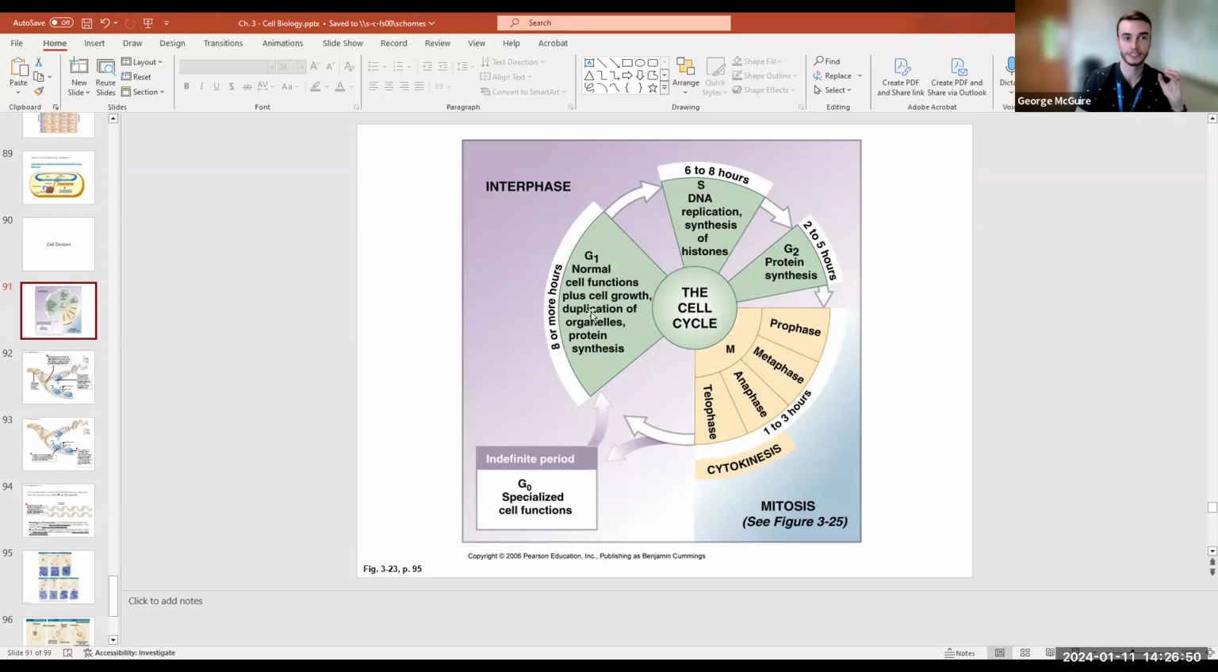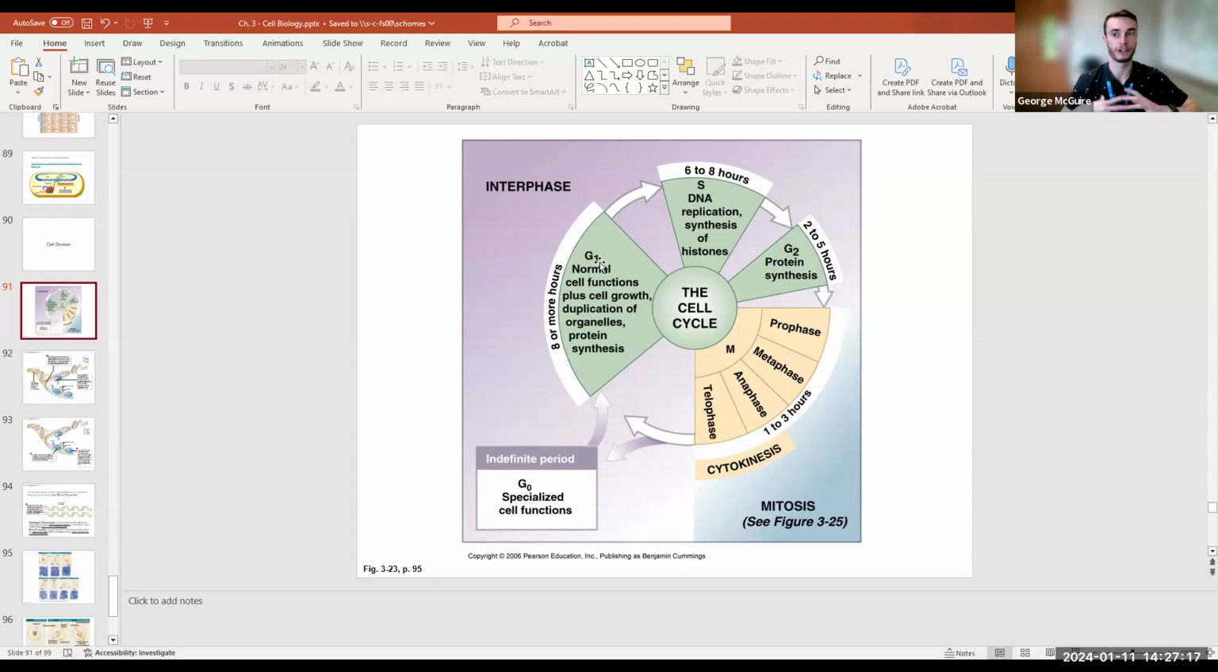The other organelles within the cell, so outside of the nucleus, outside of our DNA, are going to start duplicating during G1, including the mitochondria. The mitochondria is unique because its replication is solely controlled by itself. The mitochondria have their own DNA and regulate their own processes, which is pretty cool. But the rest of the organelles are going to be controlled by the DNA in the nucleus during this phase.